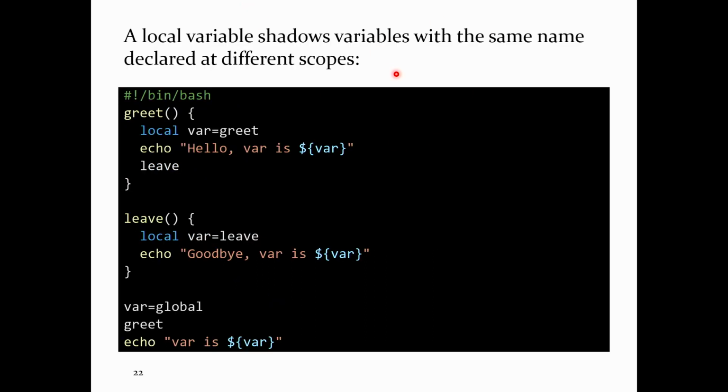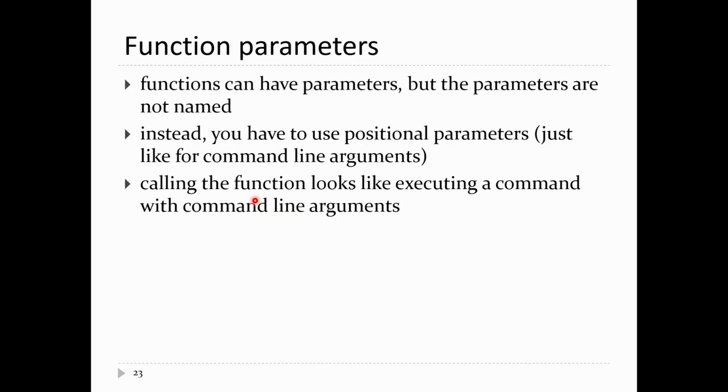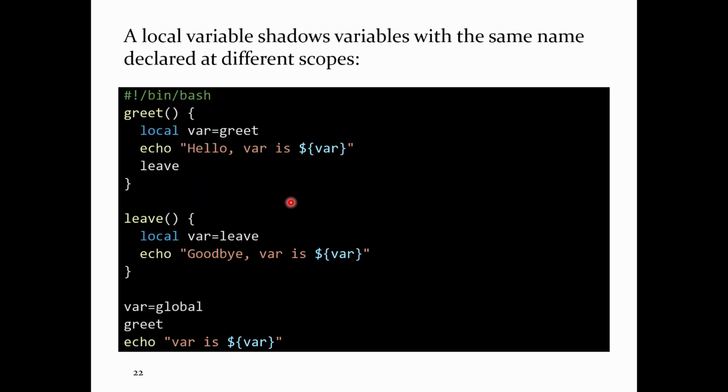So that's how local variables work if you want to use them. The only reason to use them is if you want to create a variable whose name happens to be the same as somewhere else. Okay, now that's not the only way to get information into a function. Getting information into the function by passing around variables is only useful if the variables are already defined.